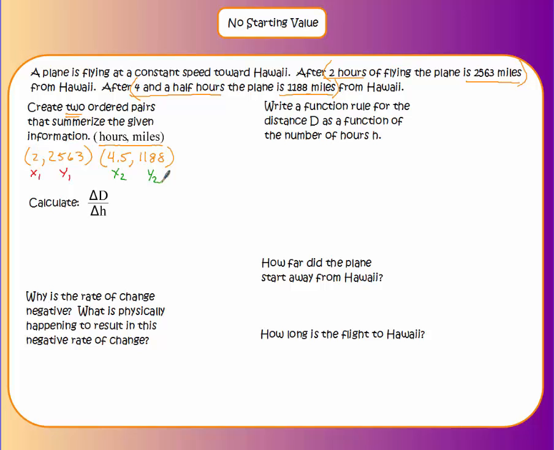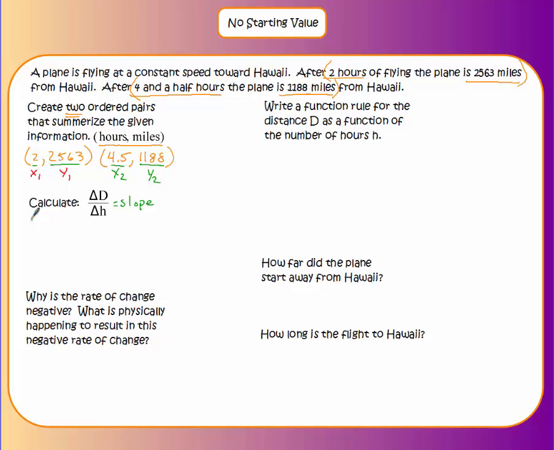Well, think about it. This was miles, and that's a distance. That's my y values. And this here is the time. Okay, so that's the hours, and those are my x values. So we have the change in y over the change in x. So in essence, we're trying to calculate the slope, right, of our line. All right, so let's do it.